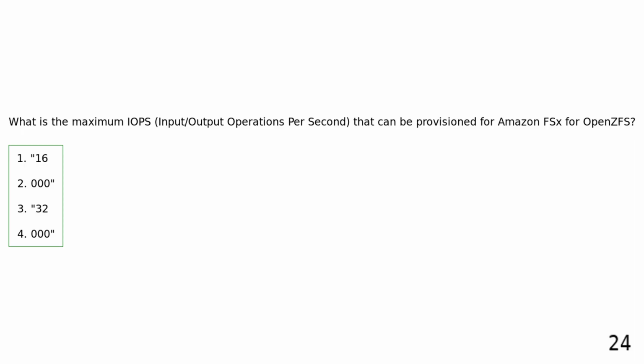What is the maximum IOPS that can be provisioned for Amazon FSx for OpenZFS? 16,000. 32,000.